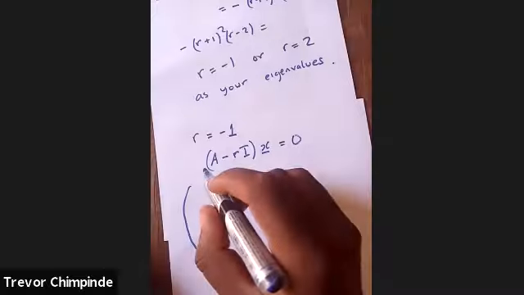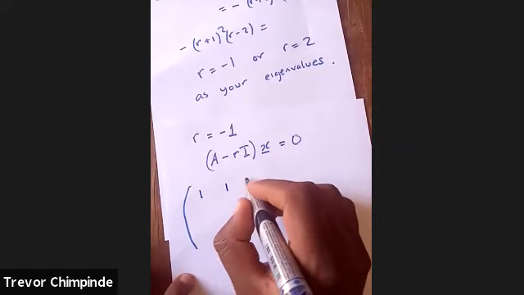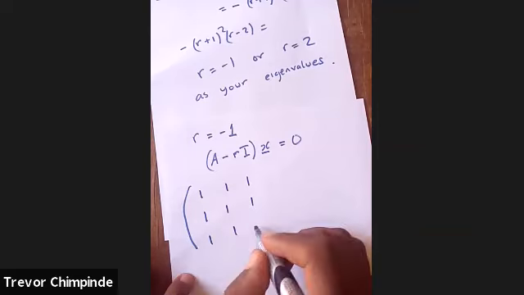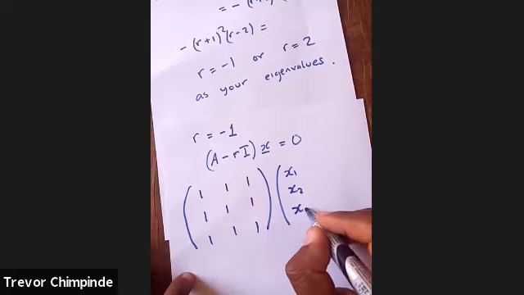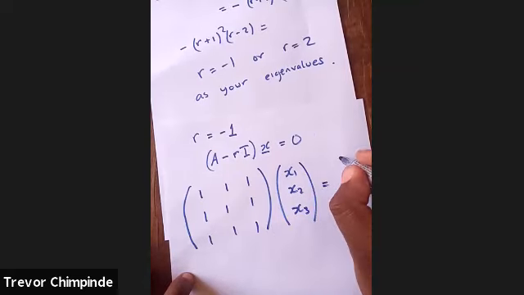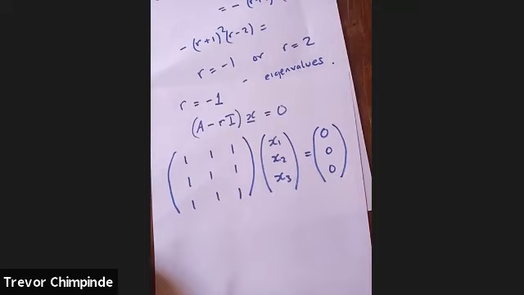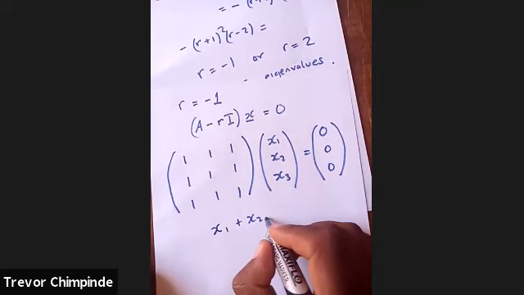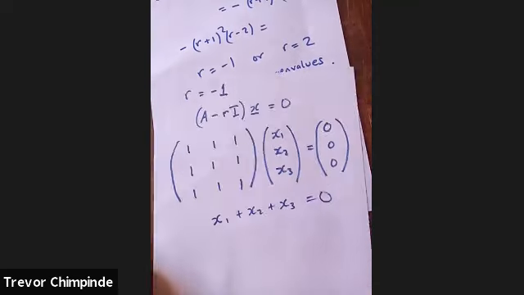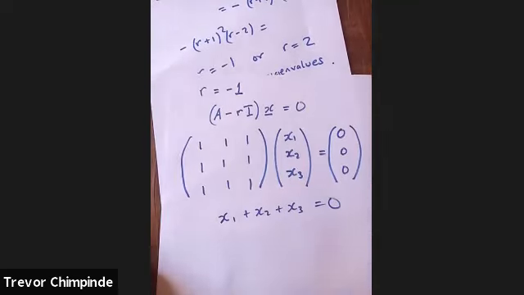Yes, I am. Okay. So when you replace negative 1 in this, what you get is 1, 1, 1, 1, 1, 1, 1, 1, 1, like this. Then x1, x2, x3, because this is a 3 by 3. Then you have 0, 0, 0. And so what you see is that when you multiply everything, all the 3 equations are going to be x1 plus x2 plus x3 is equal to 0. So you just choose one of them, just work with one. They are going to be the same.